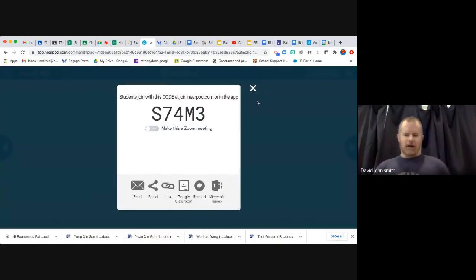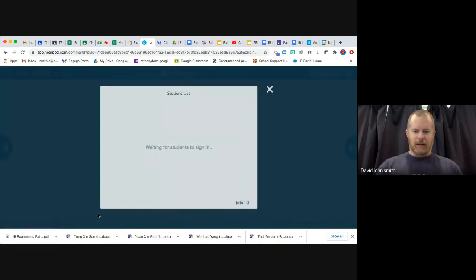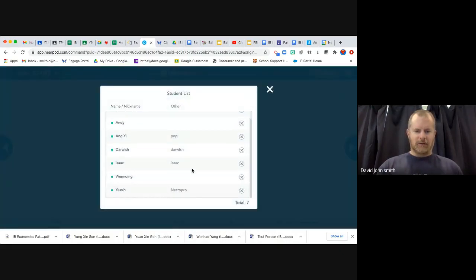So the code today is S74M3. S74M3, and the code to that should be in the classroom. You'll be able to link up through there. Plus, as per normal, we find the code in the top left-hand corner of the Nearpod itself. All right, and waiting for you all to come in. Oh, yes, we've got some of you arriving.